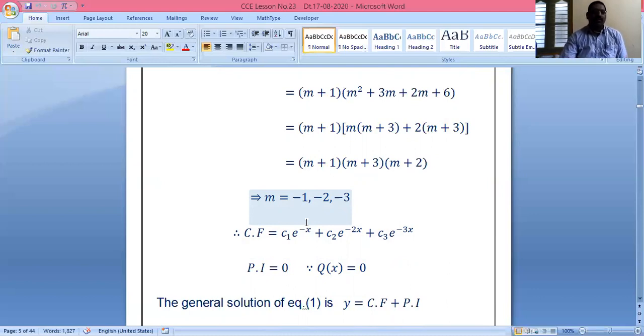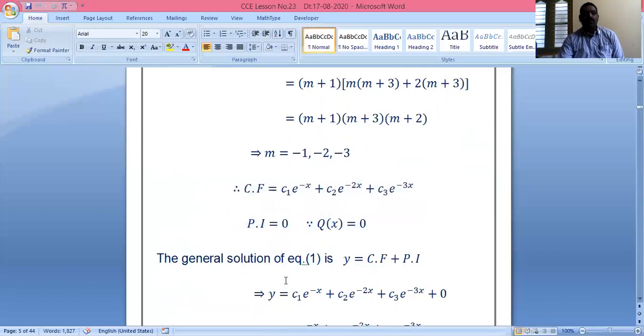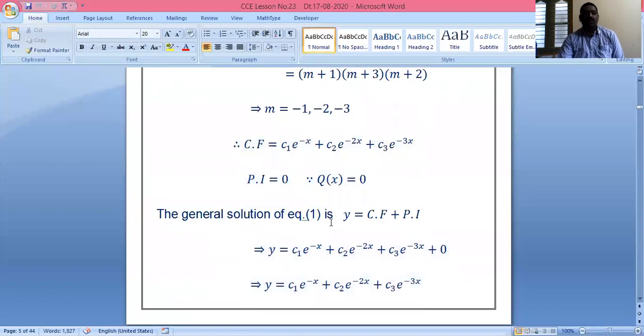Therefore, CF is equal to C1 into e power minus x plus C2 into e power minus 2x plus C3 into e power minus 3x. Since Q of x is 0, PI is also 0. Therefore, general solution of equation 1 is y is equal to CF plus PI. That implies y is equal to C1 e power minus x plus C2 e power minus 2x plus C3 e power minus 3x plus 0.